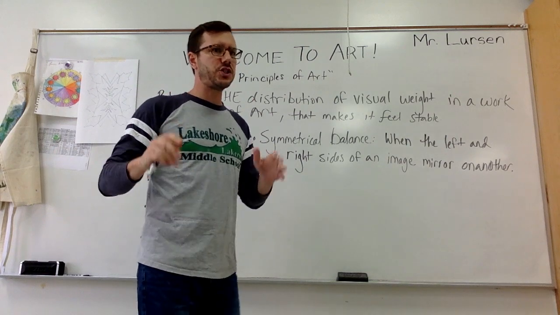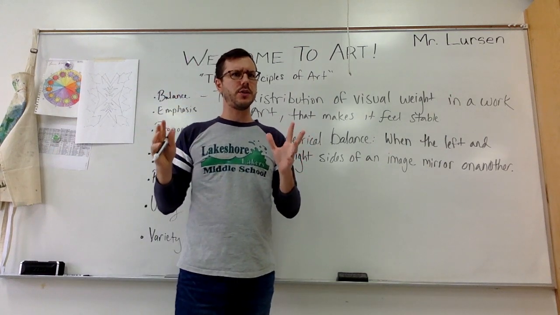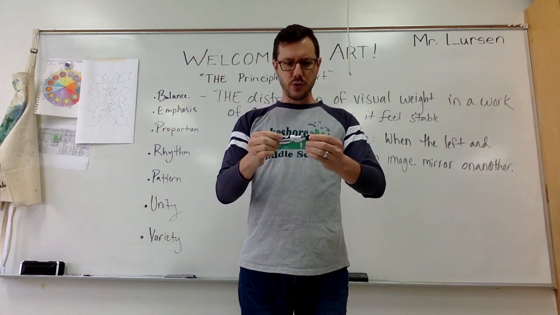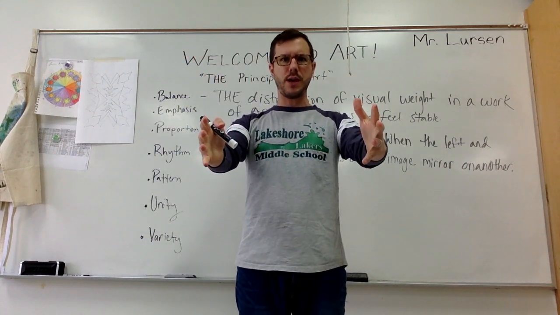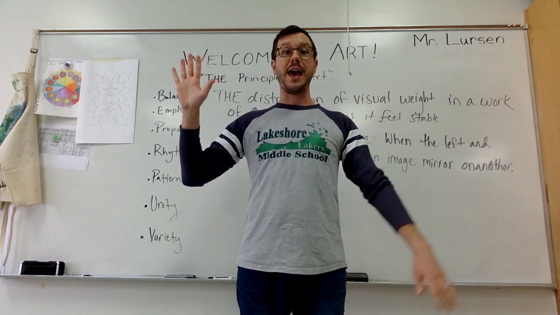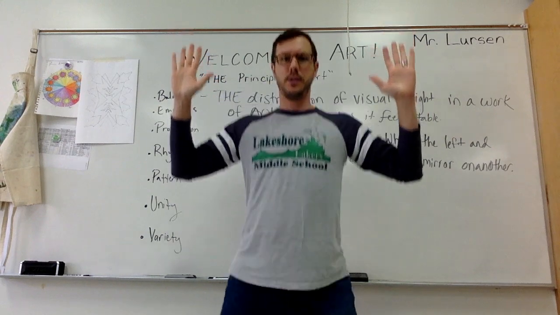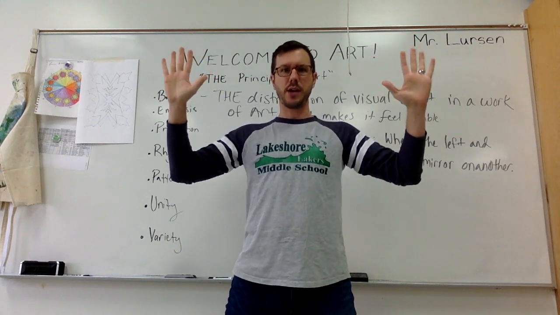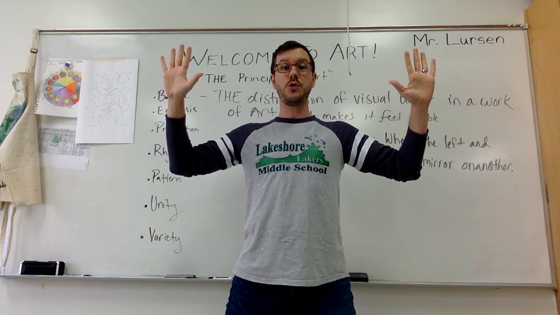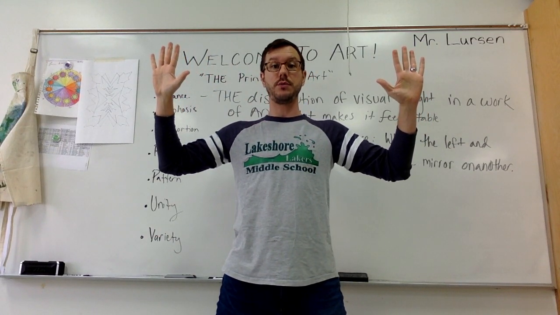Now, it doesn't have to be super literal. We're talking about the distribution of visual weight. So, for instance, if you look at me in this video right now, and I put up my right hand on your left, and my left hand, and I am looking at you, if you were to divide me down the middle right now, I would be symmetrical.